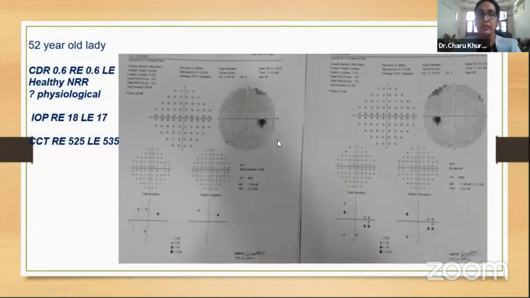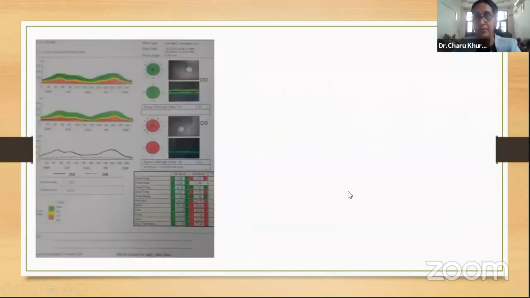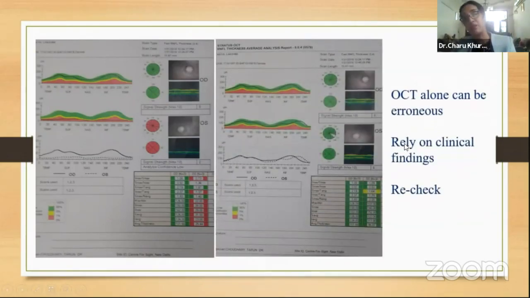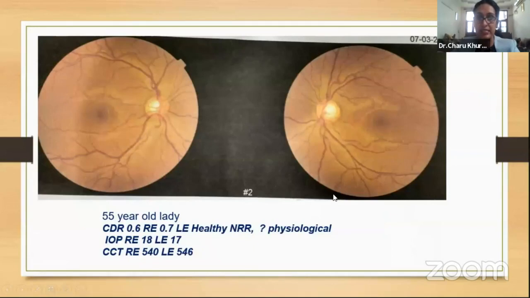Another example, a lady with cupping 0.6 in both the eyes, pressures and CCT were in the normal range. Now remember, OCT is not completely foolproof. So here, even though the fields were normal, surprise, surprise, the OCT was abnormal. So we went back to check what our findings showed, and we found that even on its own, the OCT can be erroneous. So do not make a diagnosis purely on OCT. You will have to go back and recheck your findings.